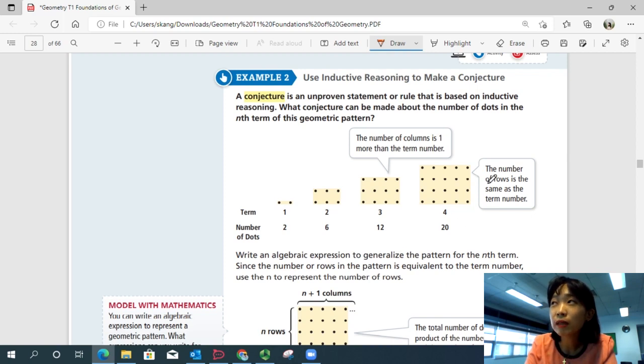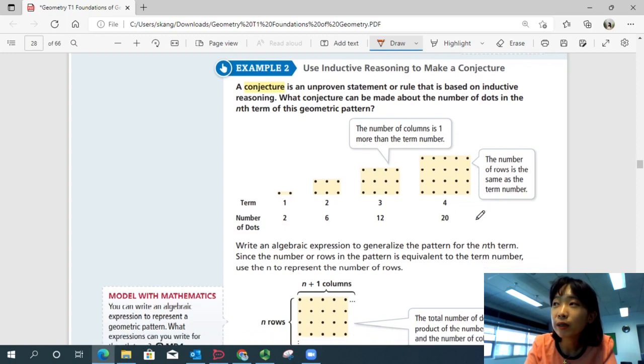So what conjecture can be made about the number of dots in the nth term of this geometric pattern? So looking at the pattern and using inductive reasoning, can you figure out a conjecture, like a statement that summarizes the pattern predictions that you've made? Right, so here are the term numbers 1, 2, 3, and 4, and the number of dots 2, 6, 12, and 20. The number of columns is one more than the term number, is one observation, and the number of rows is the same as the term number, is another observation.